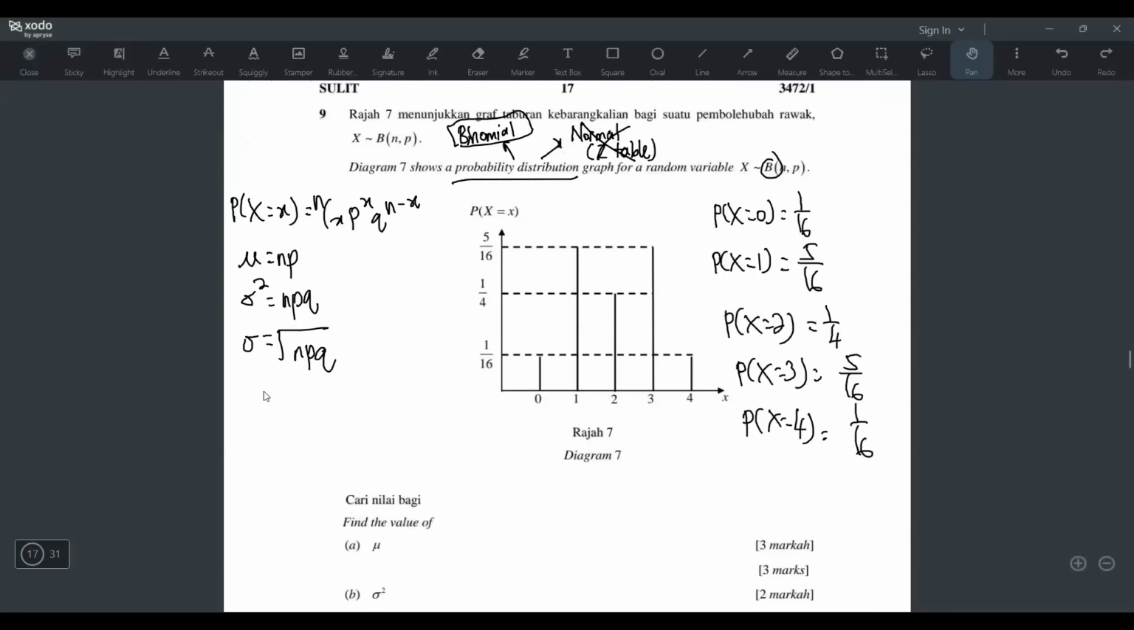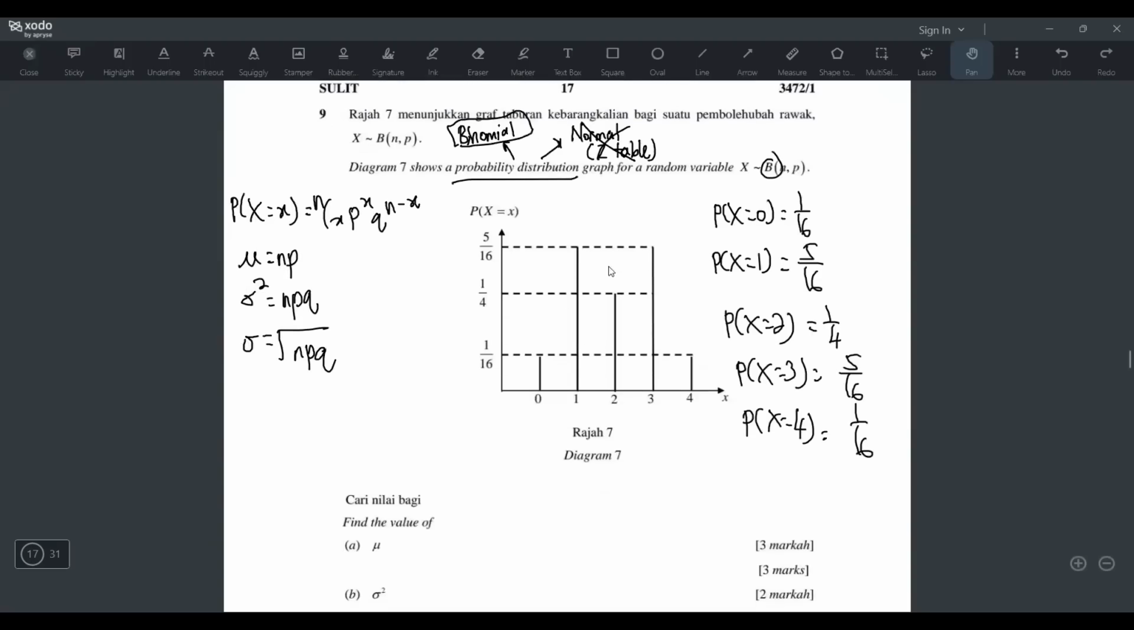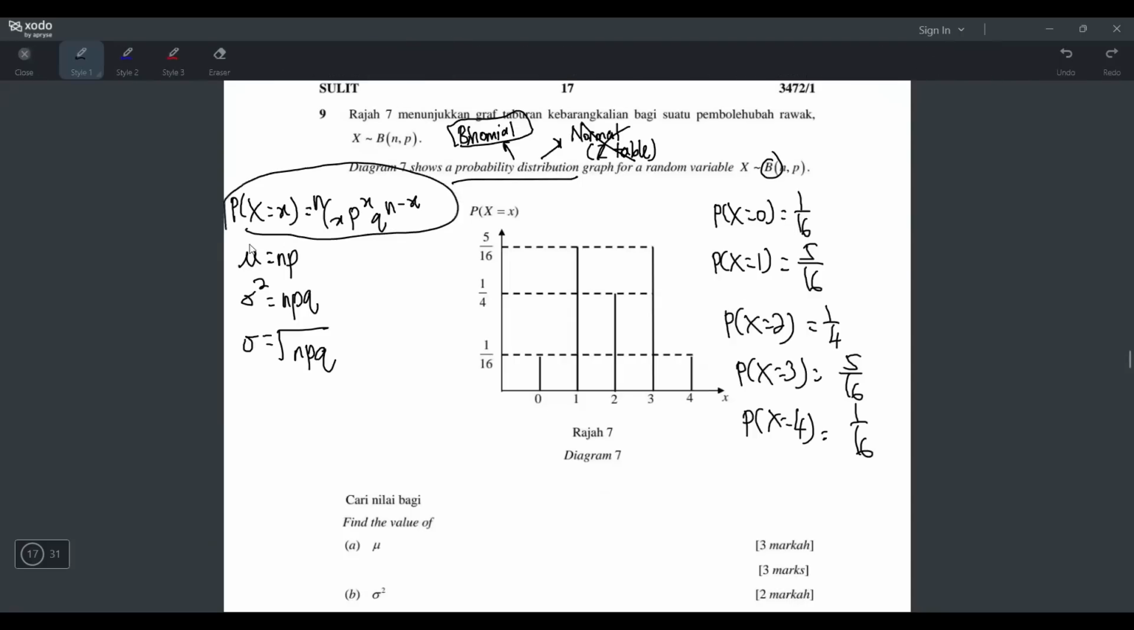If you want to find the mean, you need to have the N, P, and Q. Yeah, you need to have NPQ. But how to find it? I think I have to use this formula to find back the N, P, and Q, right? But out of all these, I will choose this one to do. Later I will explain to you why. For now, I will just do it first.